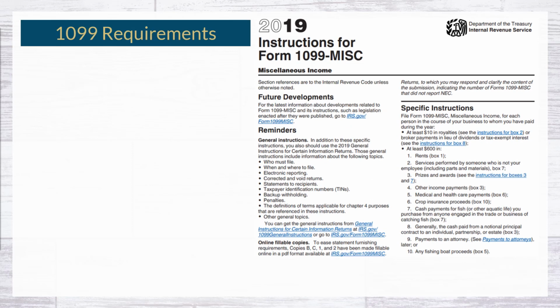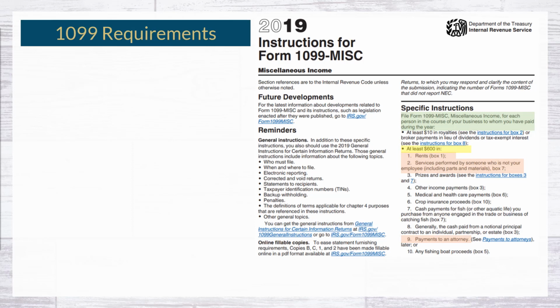You can see the specific instructions here. File Form 1099 miscellaneous income for each person in the course of your business to whom you have paid during the year. I'm going to highlight the most common ones for creative entrepreneurs. Anyone you've paid at least $600 or more in rent, services performed by someone who is not your employee, including parts and materials, payments to an attorney.